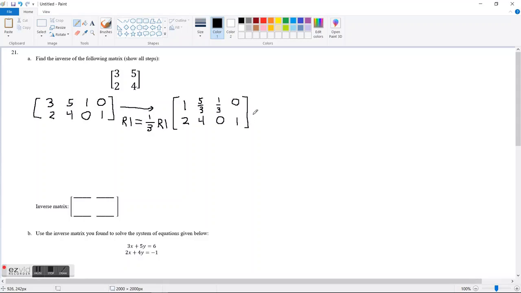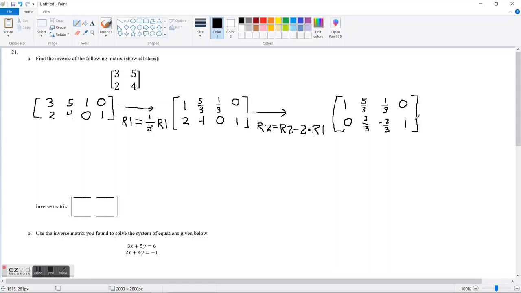Now we want to use that 1 that we just got in the upper left hand corner to eliminate the 2 in the second row. So we're going to say that row 2 is going to be row 2 minus 2 times row 1. That does not change row 1 at all, so we write it down unchanged. And then 2 minus 2 times 1 is 0, 4 minus 2 times 5/3 is 12/3 minus 10/3, that's 2/3. And 0 minus 2 times 1/3 is negative 2/3, and 1 minus 2 times 0 is still 1.